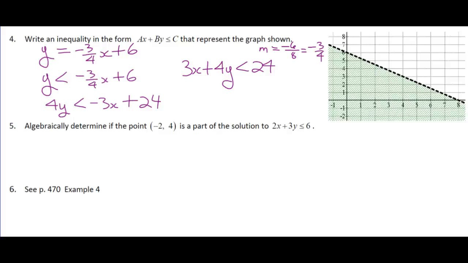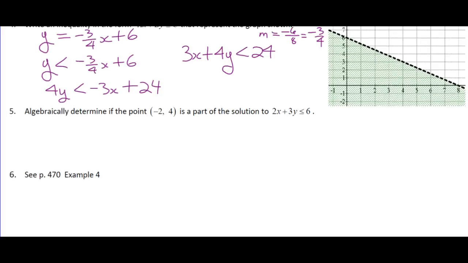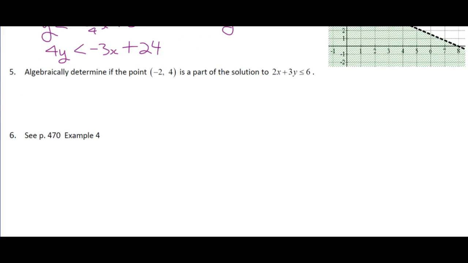Algebraically determine if the point negative 2, 4 is part of the solution. Okay? So how are we going to algebraically determine if the point is part of the solution? We're going to test it, right? We're just going to stick it in there. So we're going to say, all right, 2x plus 3y is less than or equal to 6.